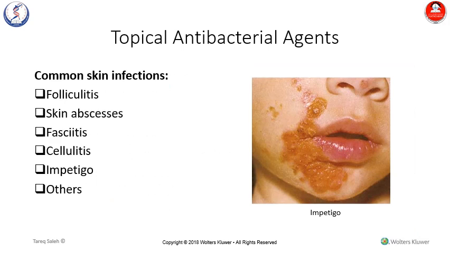Since we are on the topic of antibiotics, let's move on to discuss several topical antibacterial agents that are used for the treatment of skin infections. Remember that species like Staphylococci and Streptococci can cause a variety of skin infections, including folliculitis, abscesses, cellulitis, impetigo, amongst others. And all of these bacterial infections of the skin tend to be pus-forming.